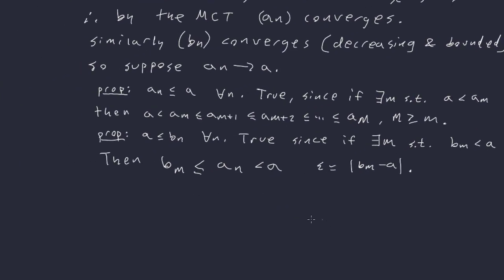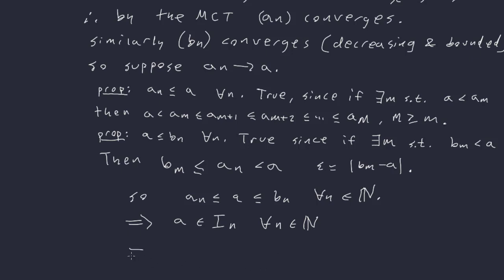Okay? So, based on these two propositions, the limit A is between A_n and B_n for all n in the naturals, which implies that A is in I_n for all n in the naturals, implying that A is in the countable intersection of the I_n's. And there we go. There's the proof.